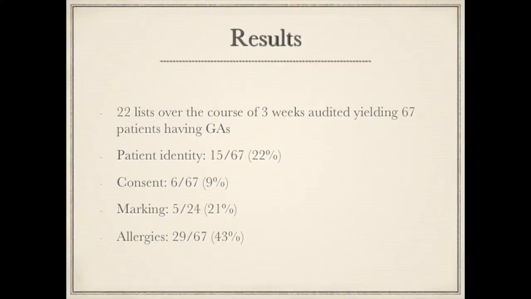What did the initial audit show? Anaesthetic participation in the sign-in was low. Surgical site marking was checked 21% of the time, patient identity 22%, allergies 43%, and most worryingly, anaesthetists only formally checked 9% of consent forms before commencing a general anaesthetic.